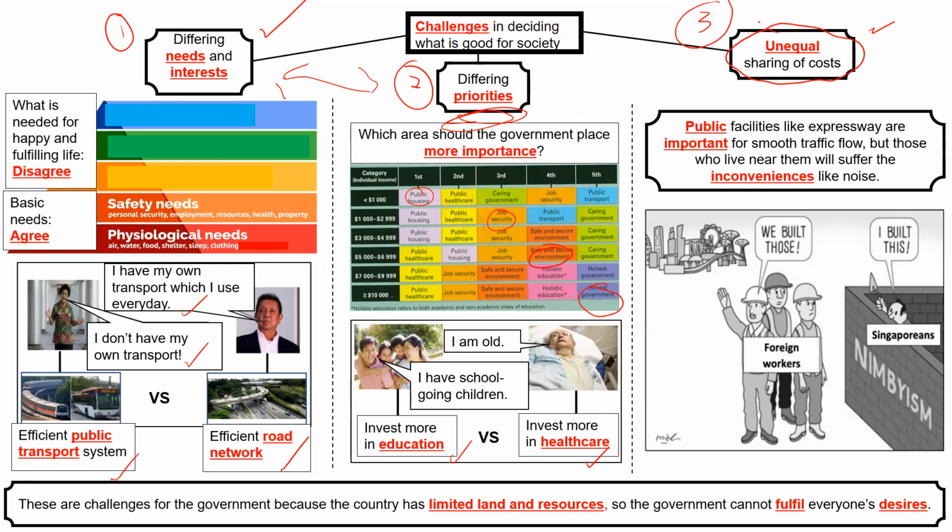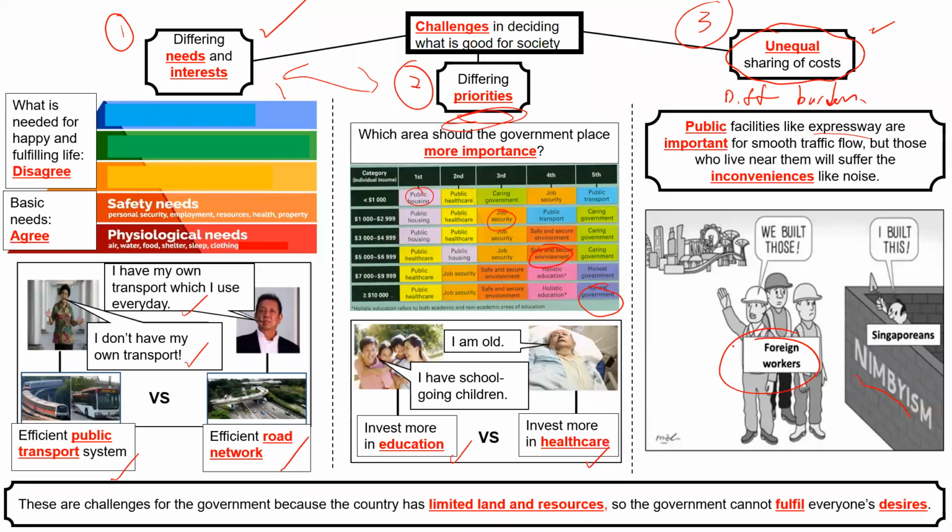Unequal sharing of cost means different people face different levels of burden. So one example we always like to give is the NIMBY syndrome, not in my backyard syndrome. For example, sometimes we need to build public facilities. For example, I need to build an expressway. I need to build a house to house the foreign worker dormitory. Everyone thinks, yes, we must have an expressway, we must have an airport, we must have housing for workers' dormitories, but they don't want it to be built near their place.